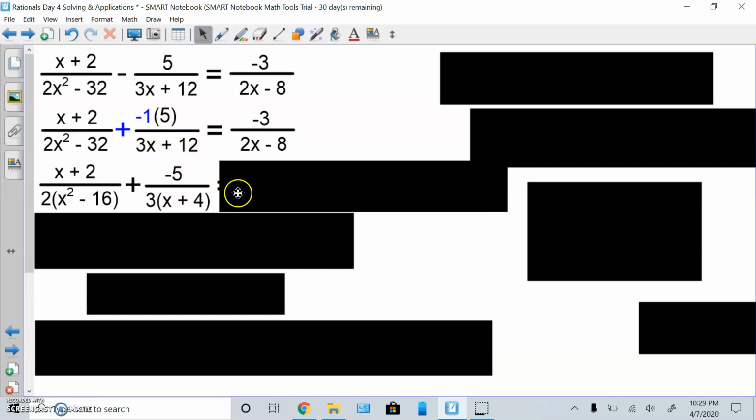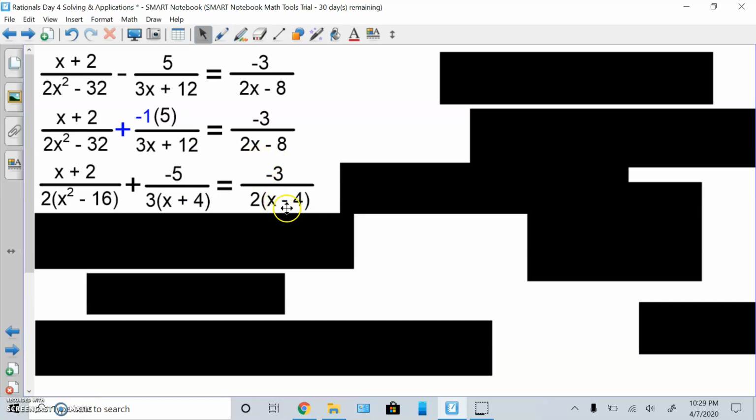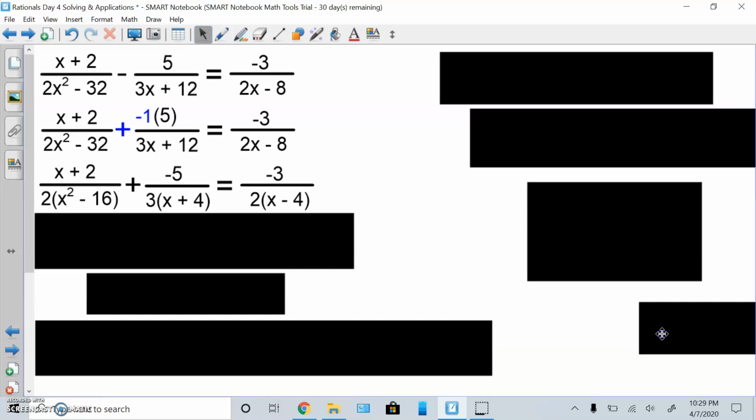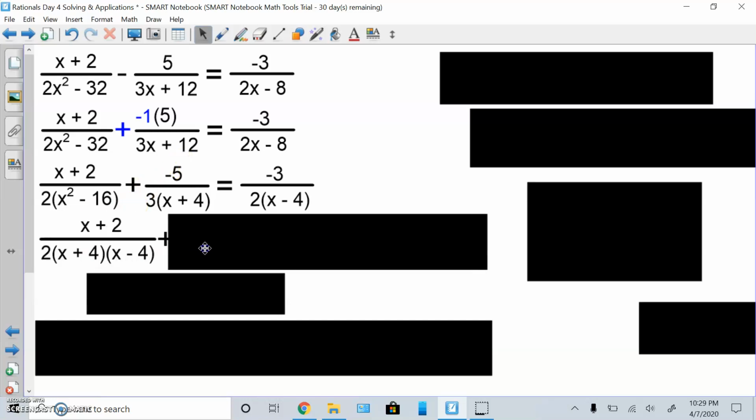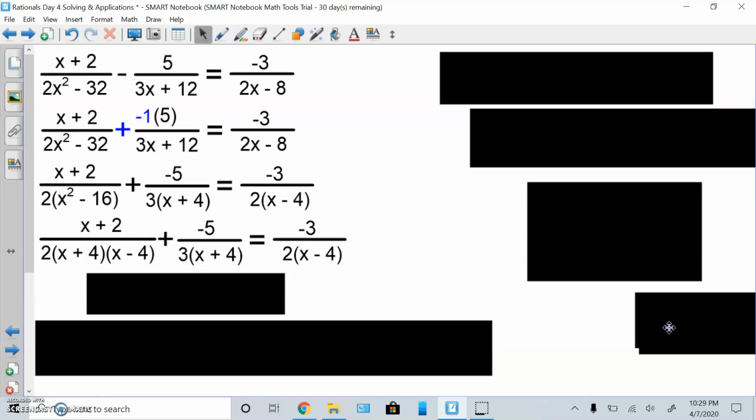What's left is x plus 4. Over here, this has a GCF of 2. What's left over is x minus 4. Now we're not done factoring. A lot of people forget x squared minus 16 is still factorable. You can square root those, so it's a difference of squares. It'll be x plus 4 and x minus 4, and everything else stays the same.